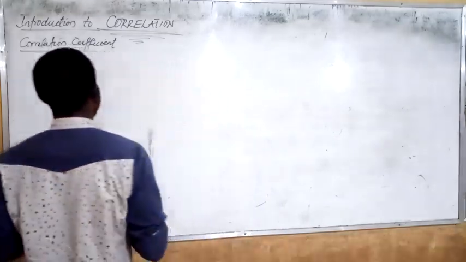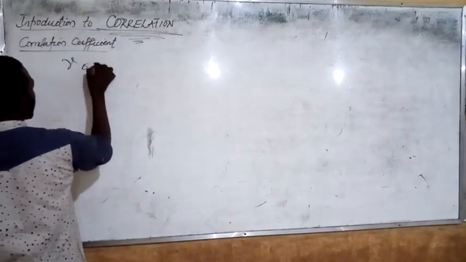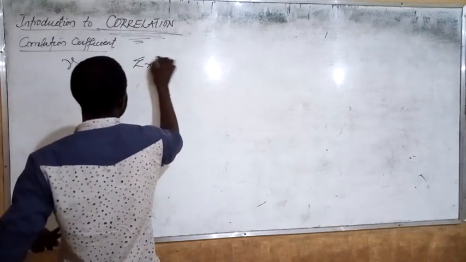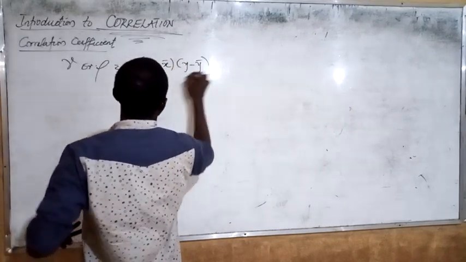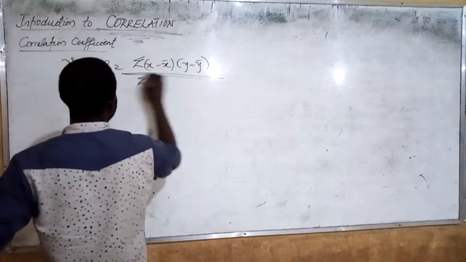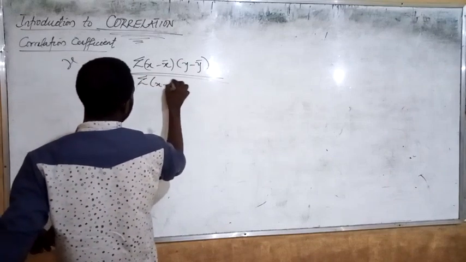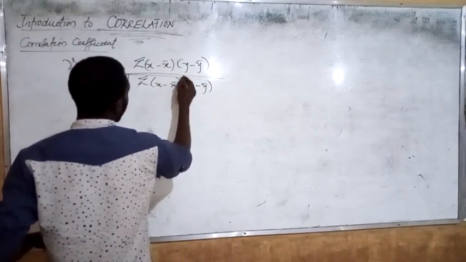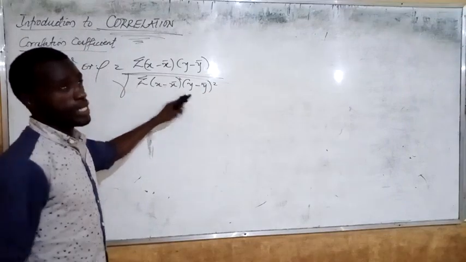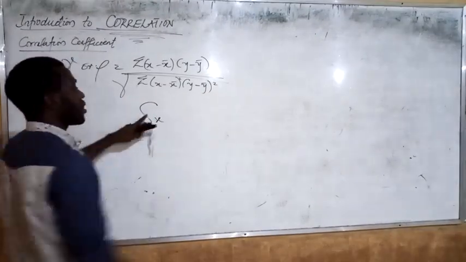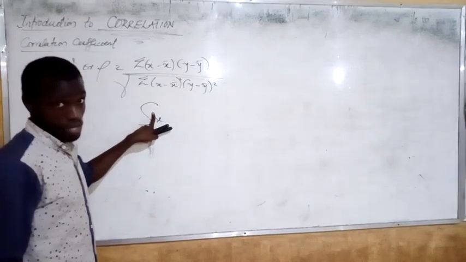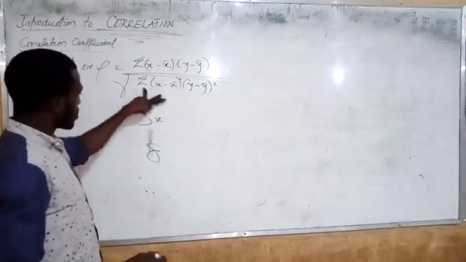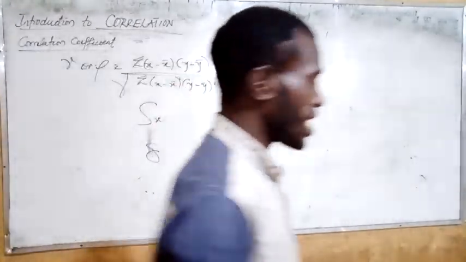All right. So the formula for the correlation coefficient, or rho, is going to be the summation of (x minus x bar)(y minus y bar), all over the square root of the summation of (x minus x bar) all squared times the summation of (y minus y bar) all squared. Because it's going to be the standard deviation. You can use sigma or s to represent the standard deviation of both x and y.